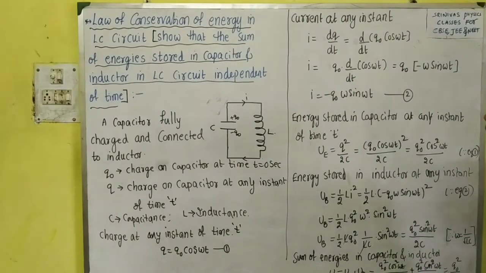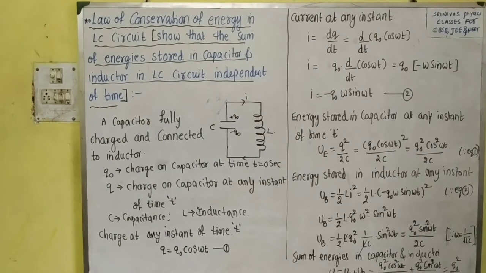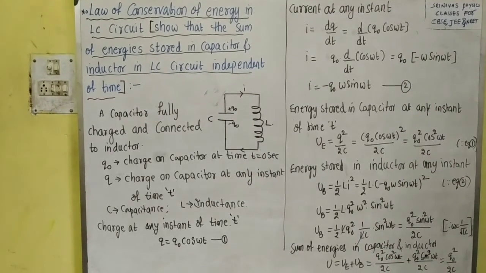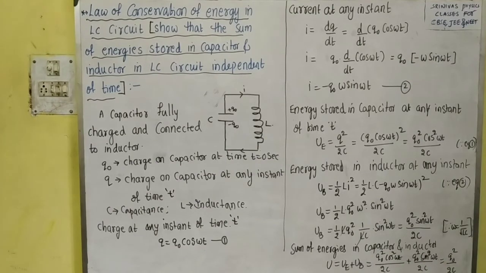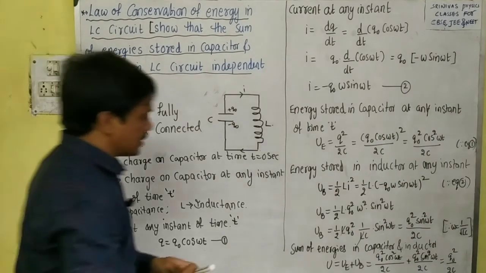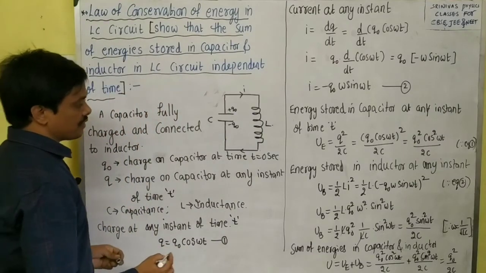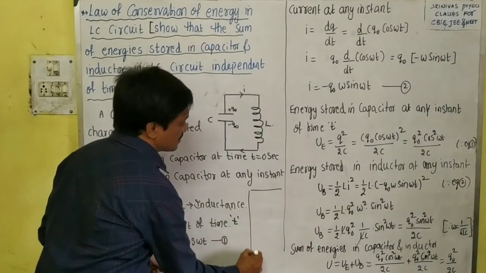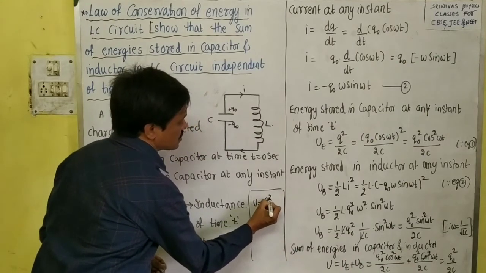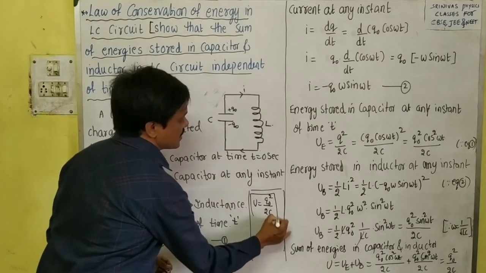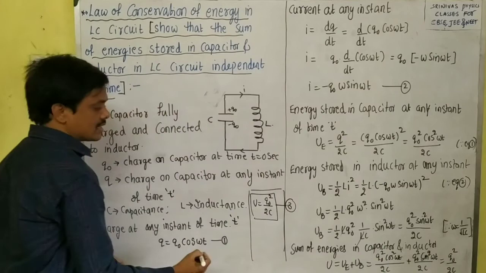Then this is the total energy stored. What did you get here? The total energy stored is the sum of energy stored in the capacitor and inductor, and we got Q naught square by 2C. This we can take as equation 3, right? The final equation we write as U is equal to the sum of energy stored, Q naught square by 2C. This we take as equation 3. From this we write the total sum of energy.